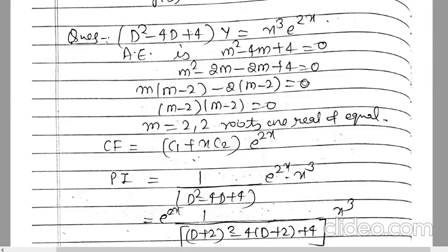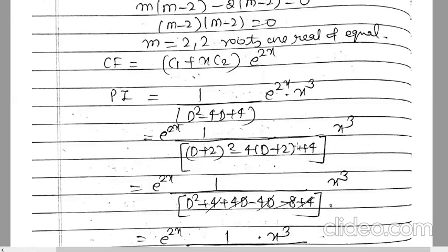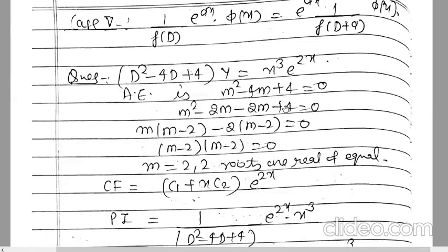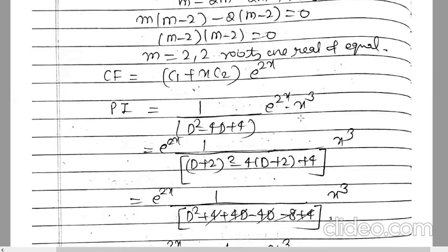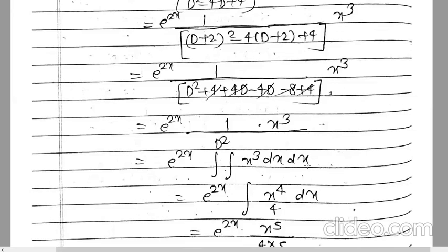If the roots are real and equal, then the complementary function is C1 plus x C2 times e to the power twice x. Now the target is to find the particular integral. The particular integral is 1 upon f(D), where f(D) is D square minus 4D plus 4, acting on e to the power twice x into x cube. Now apply our case fifth: e to the power ax phi x. You write e to the power twice x outside, and D is replaced by D plus 2. Just solve it and you will get e to the power 2x times 1 upon D square x cube.